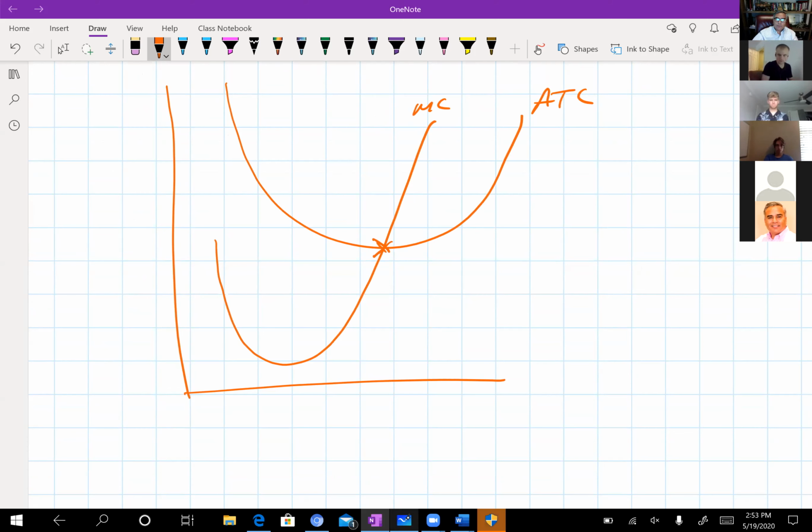Yeah, no problem. Okay. So that's something that we need to understand, that the marginal cost will intersect the average total cost always at its lowest point. And again, all this is a foundation for us to be able to understand the decisions that companies are going to be making, and we're going to learn about that.